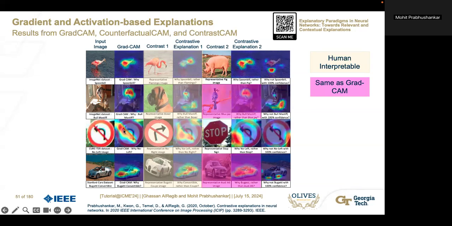The cross is being highlighted. Now, if the question is why is this a no left rather than a stop sign, as a human being, what I'm going to say is that there is no STOP in the no left sign. But a neural network, you can see, is looking at the bottom left corner of the image. And this is not something that is very intuitive.